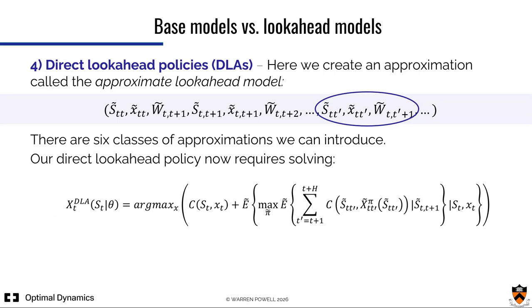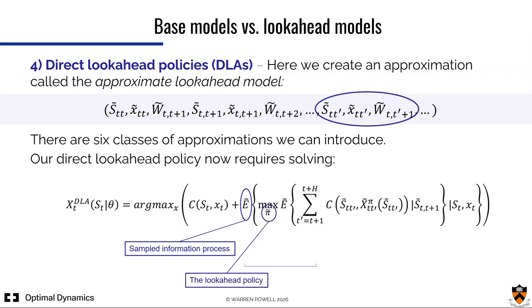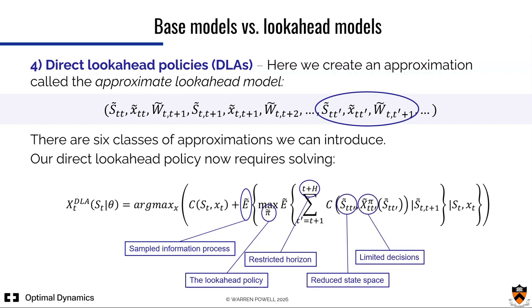So now I have my look-ahead model, which is state, decision, information, but with these tildes. I've thought about what I need to approximate because every problem's different. But I have looked at my problem and said, okay, I think I can get away with certain approximations.